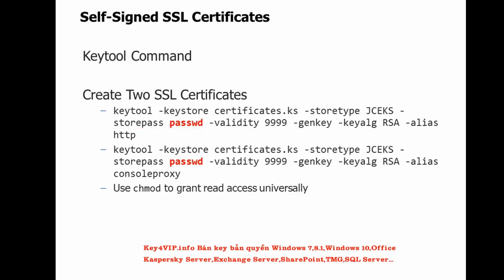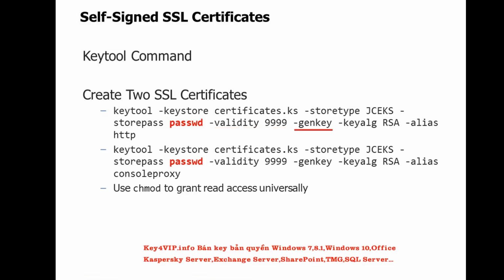Let's move on. -validity is basically saying how long will this certificate be valid? And the number is the amount of days. So 9,999 days. That's right. By default, I think if you don't supply that, the certificate will be valid for, I think it's 3 or 4 months. Then you'll have to make a new one, and that's no fun. So I go ahead and make it valid for like 20 years or something like that.